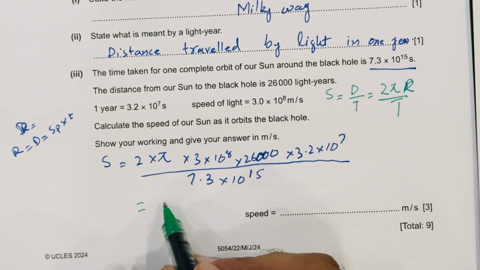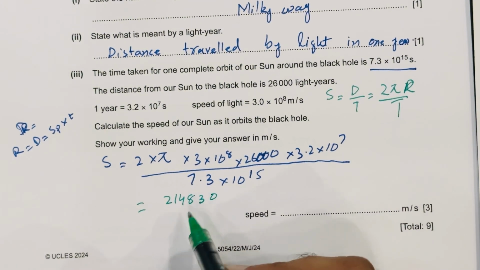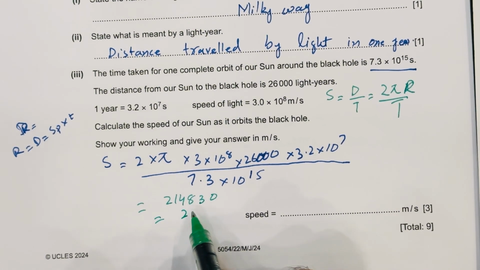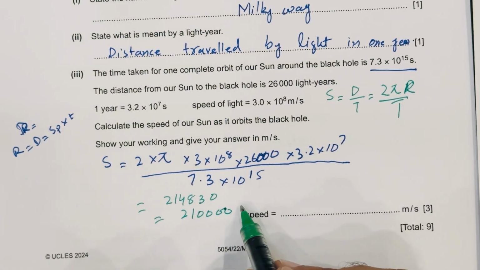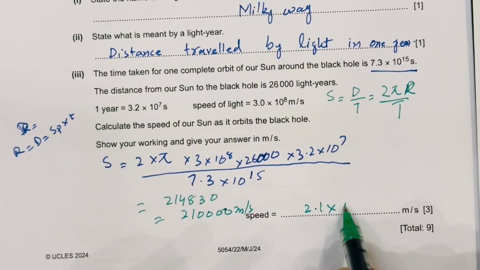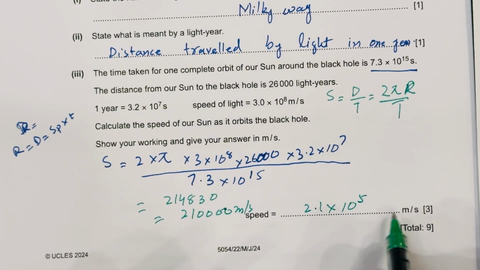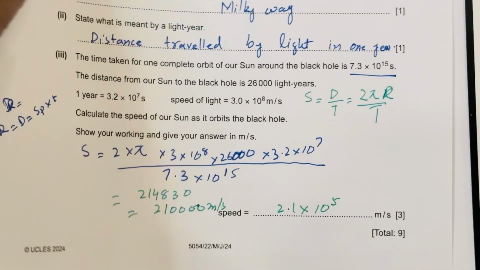Okay, that is equal to 214,830 meter per second. Or you can write 2.1 into 10 to the power 5 meter per second. So this was a question that's carrying 3 marks.